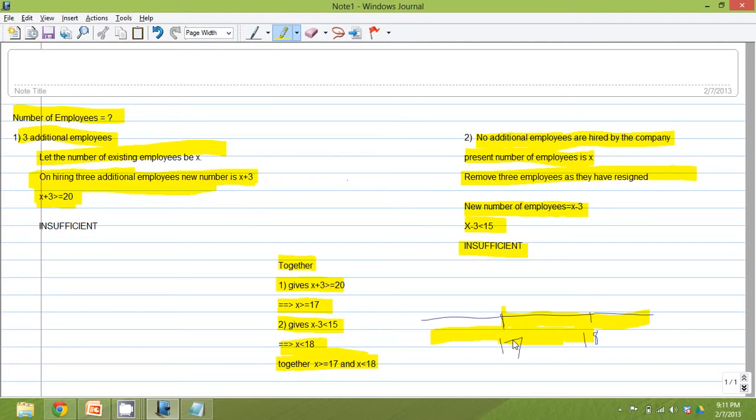It cannot be 17.1, 17.2, no. We also know that it cannot touch 18. It has to start from below 18. It can be anything from 17 to 17.9. But since the number of employees is a constant, it has to be a whole number. A person can't be 0.5 or 0.9. So it has to be a whole number. So it can be only 17. And hence the answer is 17.